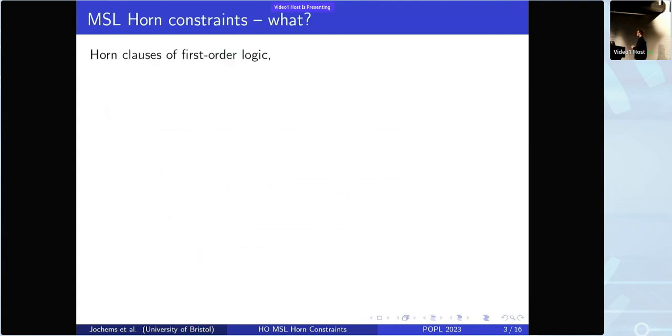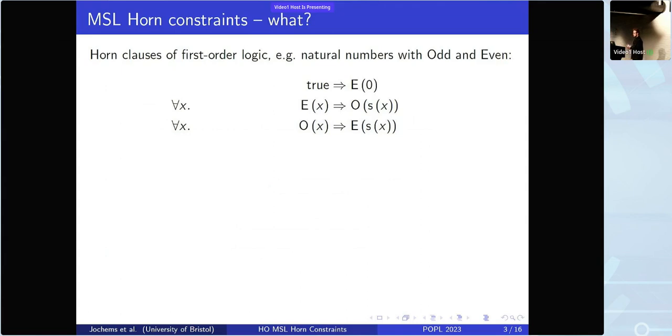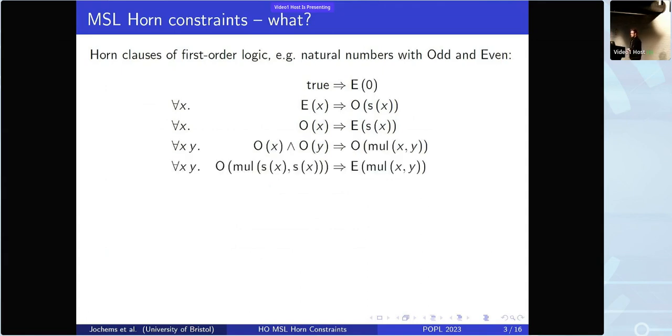MSL Horn constraints, first of all, are just Horn clauses of first order logic, like these, for example, over natural numbers with an odd and even predicate. You have a function symbol 0 and a successor s. These are also Horn clauses of first order logic, just with more variables. These state whether an expression that's a multiplication is odd or even. And this is also a Horn clause, because technically a Horn clause is a conjunction of literals with at most one positive literal. The positive one is the head. And if there are no positive literals, then the head is false, empty. The part on the left-hand side of the implication we call the body.